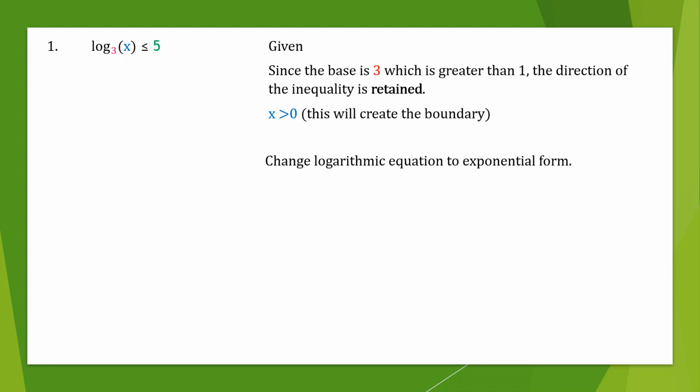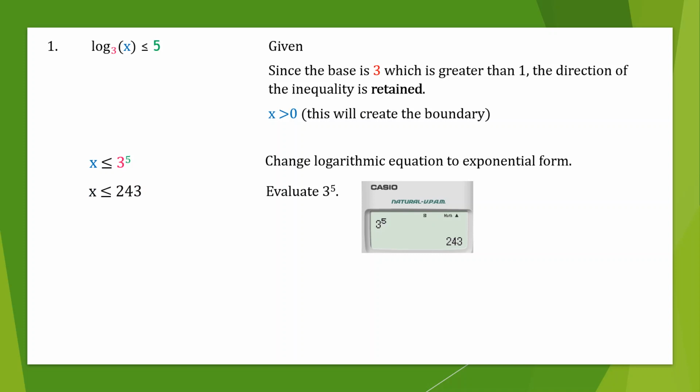Next, let us change the logarithmic equation to exponential form. So this will become x is less than or equal to 3 raised to 5. Evaluate 3 raised to 5. We all know that 3 raised to 5 is equal to 243. So we will replace 3 raised to 5 with 243. So x now is less than or equal to 243.